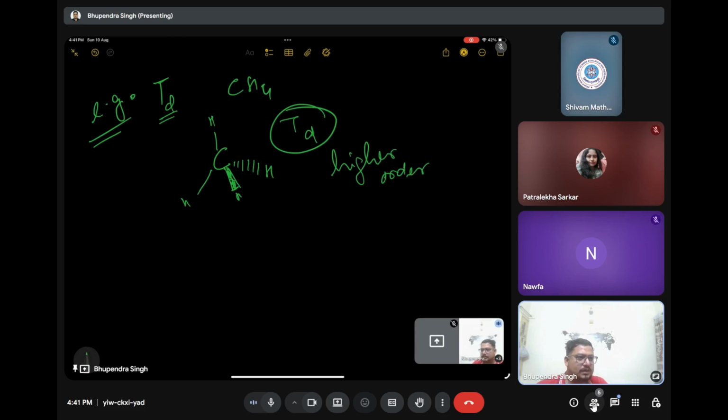Maybe in this class, or in the next class, I will visually show you the molecules, how you can rotate them and how they will look. Anyway, a higher order of symmetry is present in this tetrahedral molecule. Anyway, let's take another example.